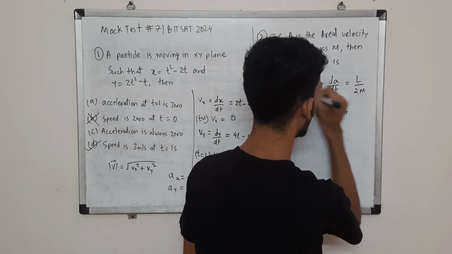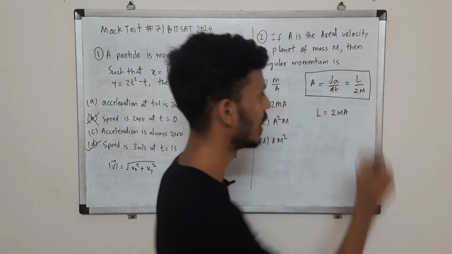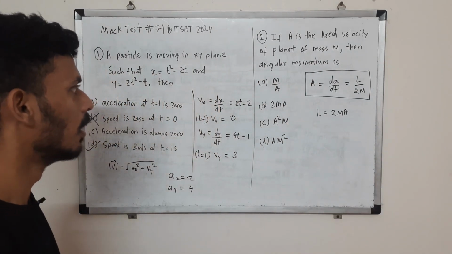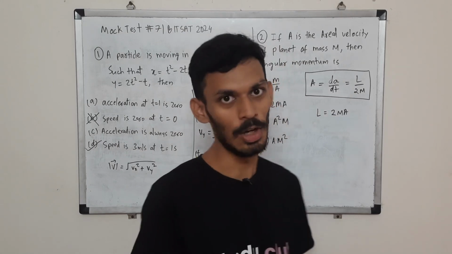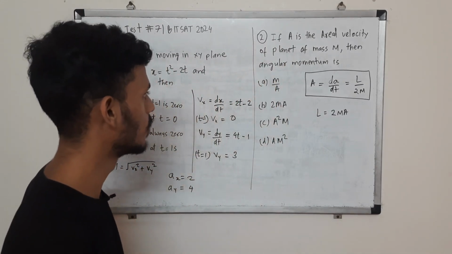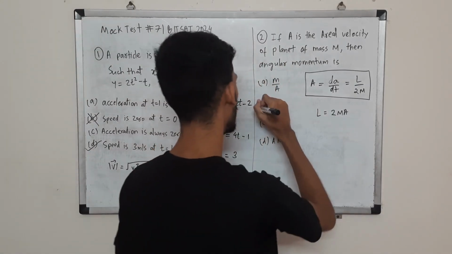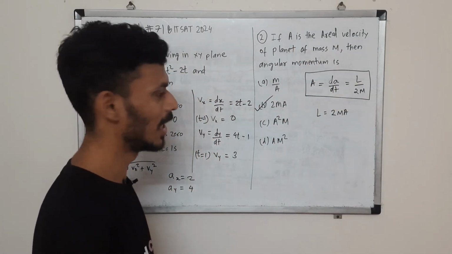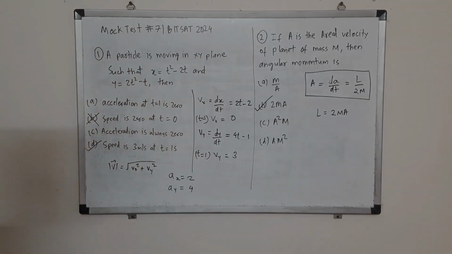This perfect relation is available in your NCERT, and you can remember it from now on. It's one of the results from Kepler's second law, right? The areal velocity is constant. So angular momentum is 2ma, which is option B, correct. Such a simple question. So let's move to the next set of questions.